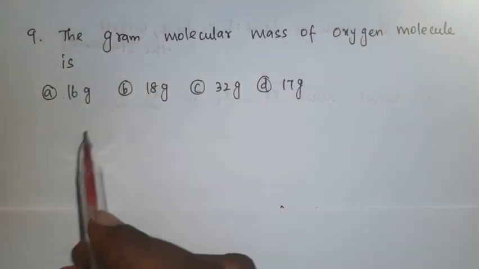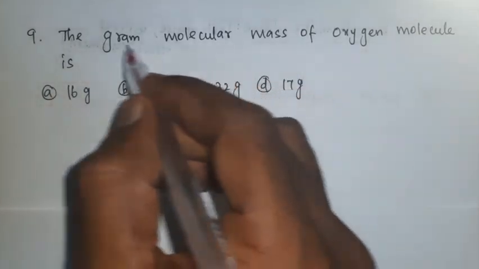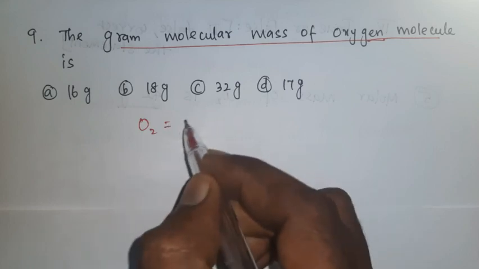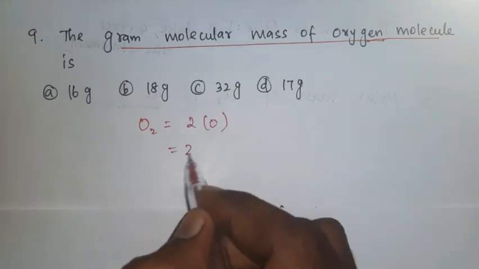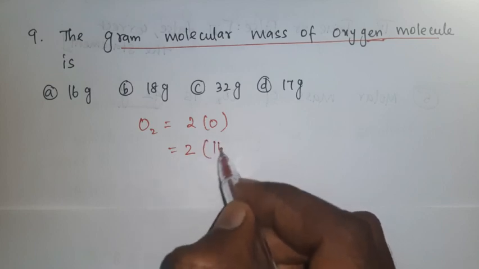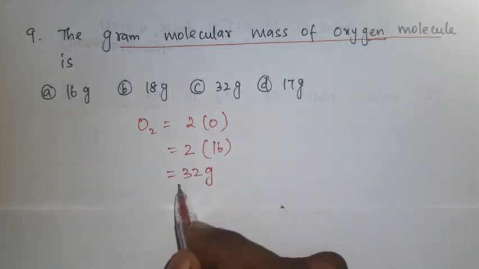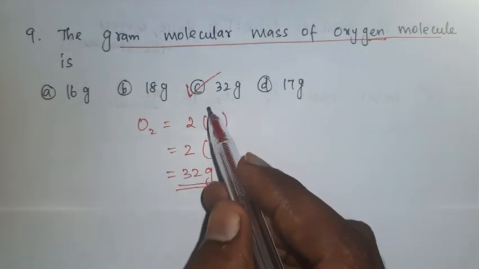Ninth, choose the best answer. The gram molecular mass of oxygen molecule is. Oxygen molecule is O2. So 2 times the atomic mass of oxygen. Atomic mass of oxygen is 16 gram. So 2 16s are 32 gram. According to this, option C is the right answer, 32 gram.